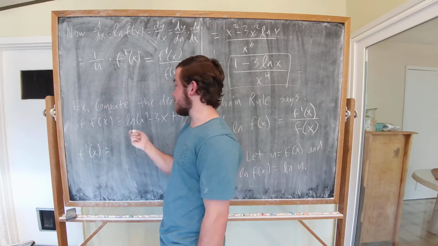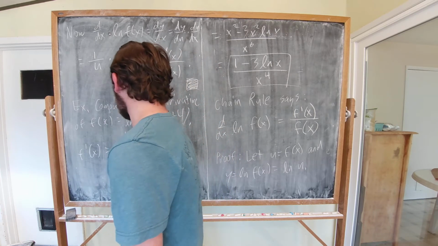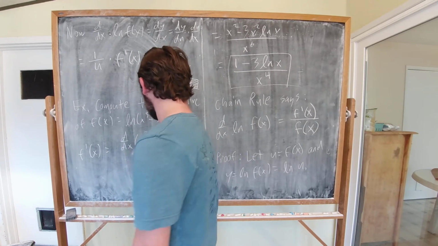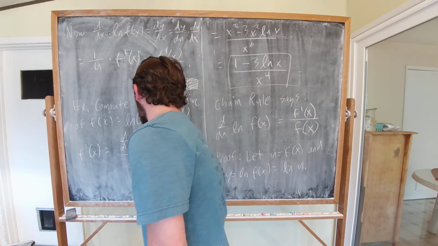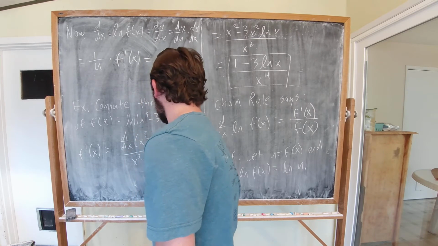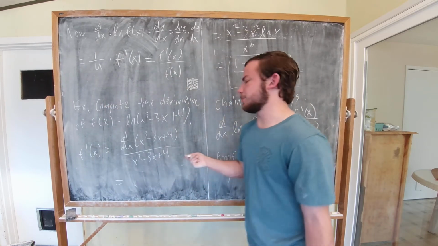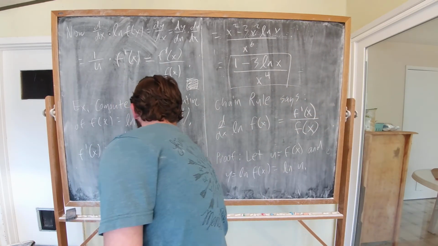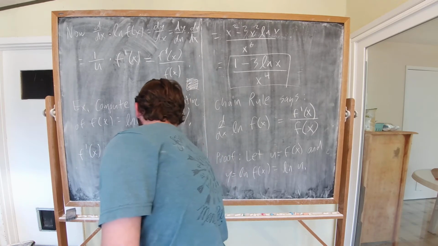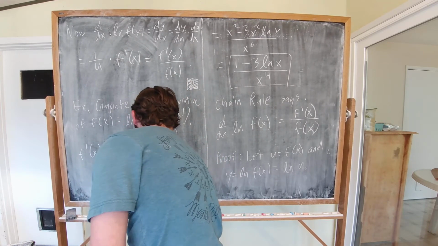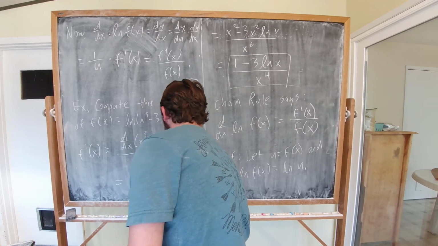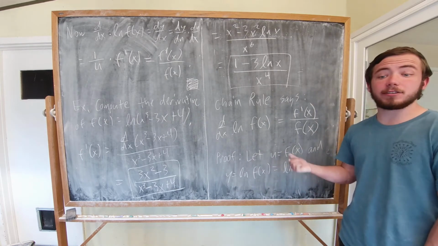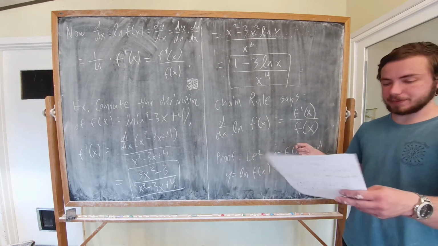F prime of x will be the derivative with respect to x of x cubed minus 3x plus 4, derivative of the inside, just divided by the inside. And derivatives of polynomials are nice and easy to find. This will give us 3x squared minus 3 divided by x cubed minus 3x plus 4. No pain, no struggle. Just logarithms.